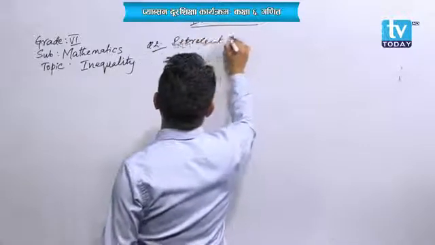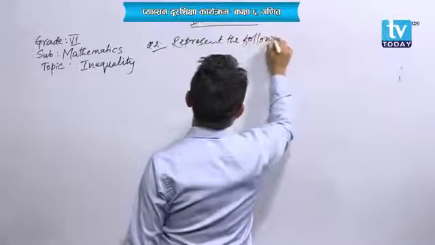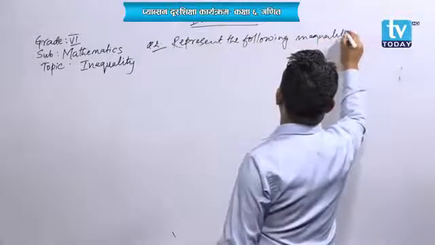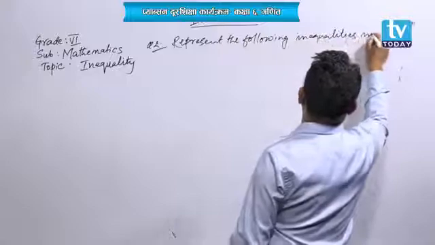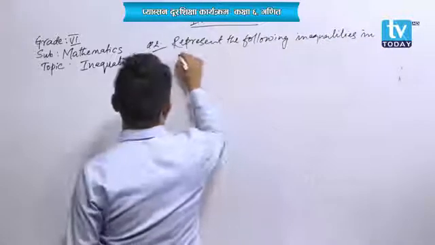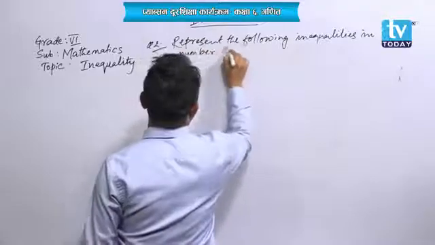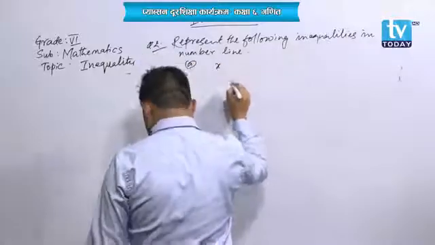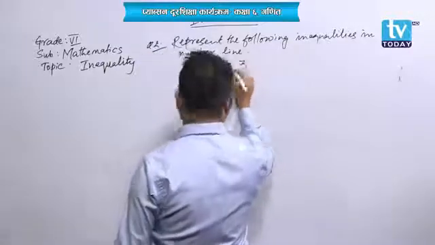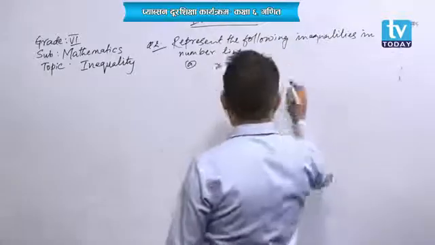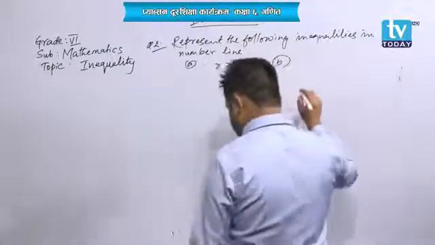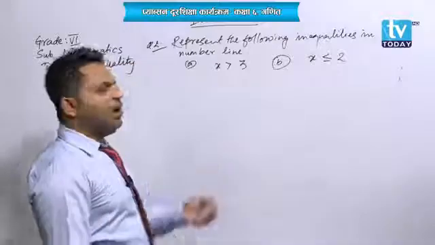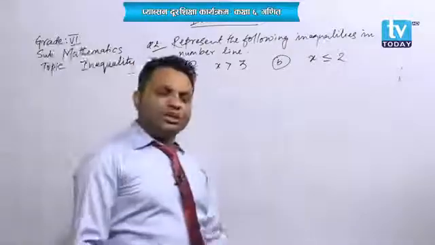Represent the following inequalities on a number line. Number A, x is greater than 3, and number B, x is less than or equal to 2. Okay. Now how to represent this inequality on a number line?